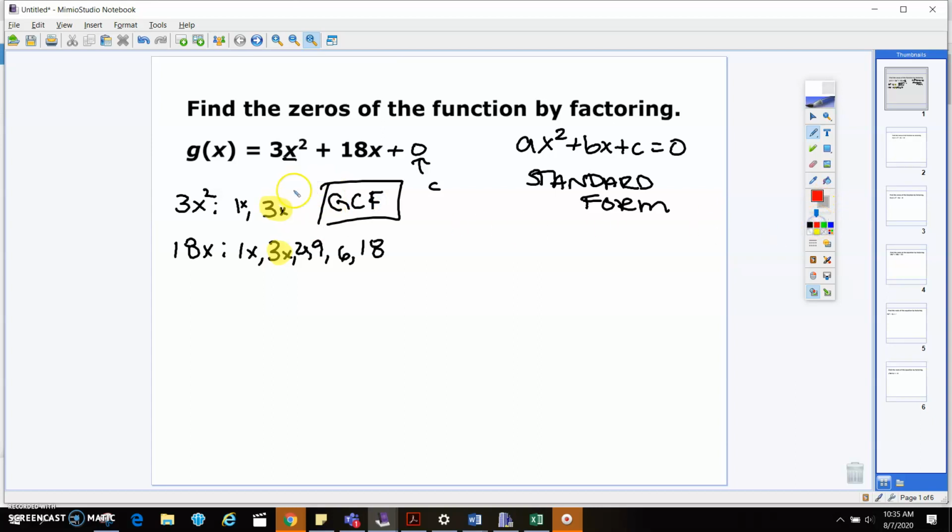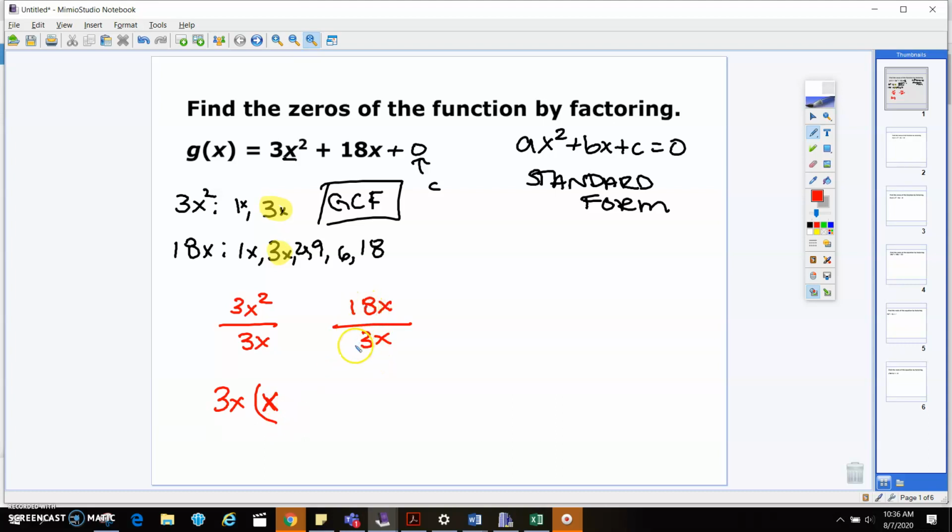Okay, so when I pull that out, I'm going to take these and divide it by 3x. So I'm going to take 3x squared and divide it by 3x. And I'm going to take 18x and divide it by 3x. Okay, so I'm going to pull those out. I'm going to put 3x out in the front. So 3x squared divided by 3x. Well, 3 divided by 3 gives me 1. And x squared divided by x is going to give me just 1x.